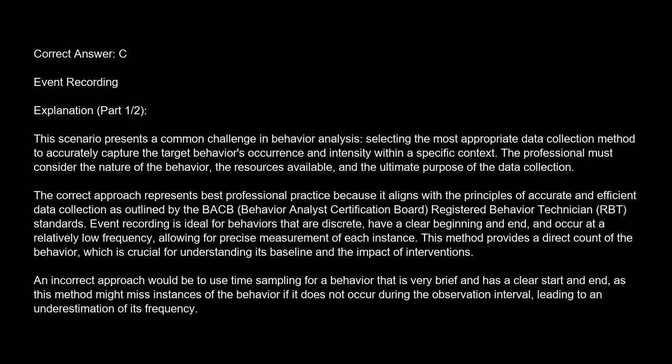Event recording is ideal for behaviors that are discrete, have a clear beginning and end, and occur at a relatively low frequency, allowing for precise measurement of each instance. This method provides a direct count of the behavior, which is crucial for understanding its baseline and the impact of interventions. An incorrect approach would be to use time sampling for a behavior that is very brief and has a clear start and end, as this method might miss instances of the behavior if it does not occur during the observation interval, leading to an underestimation of its frequency.